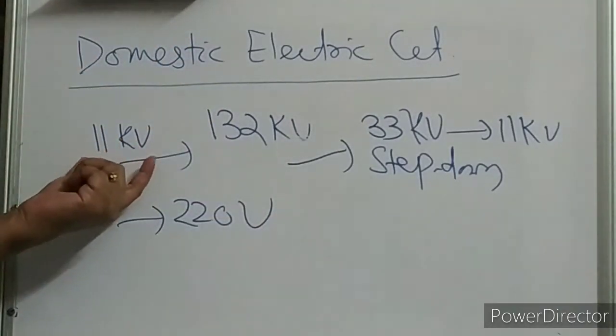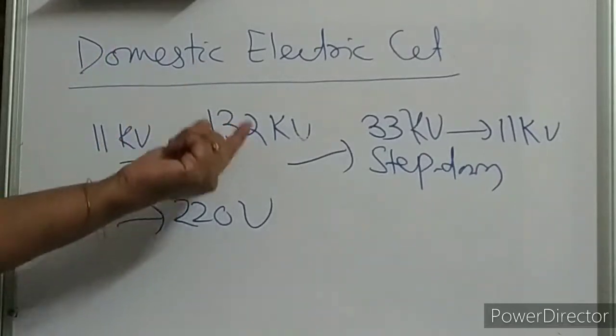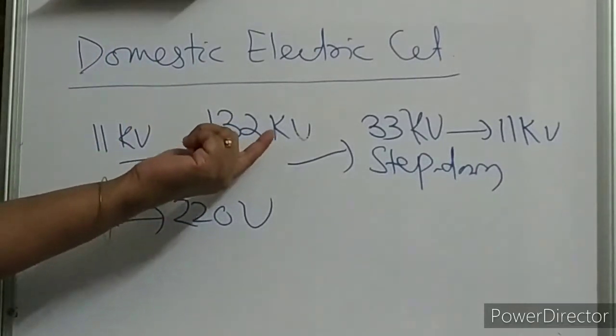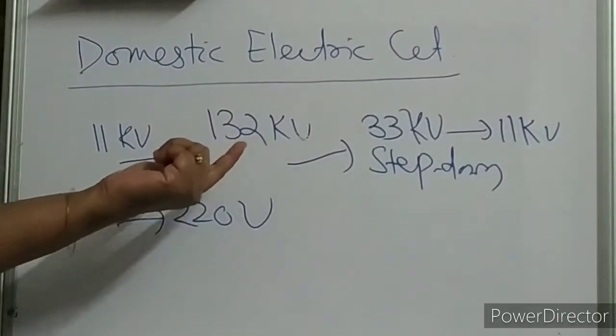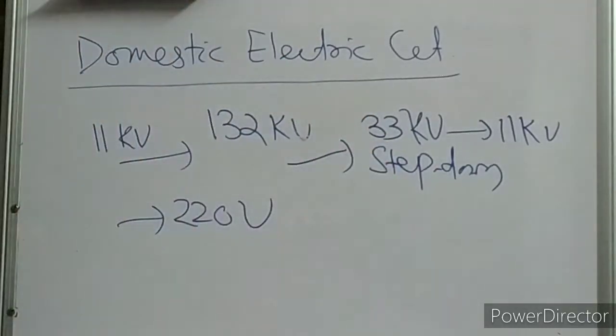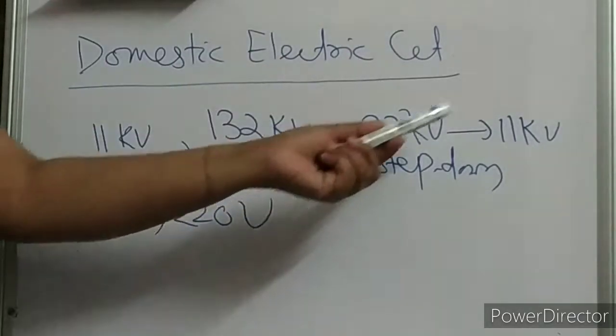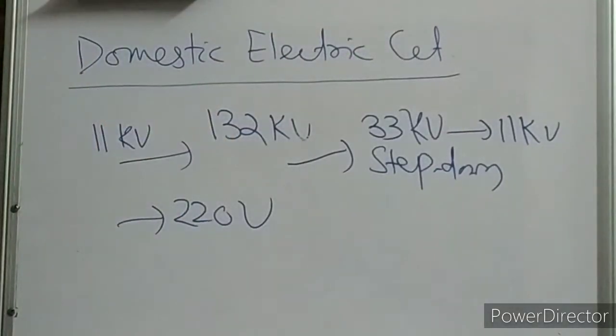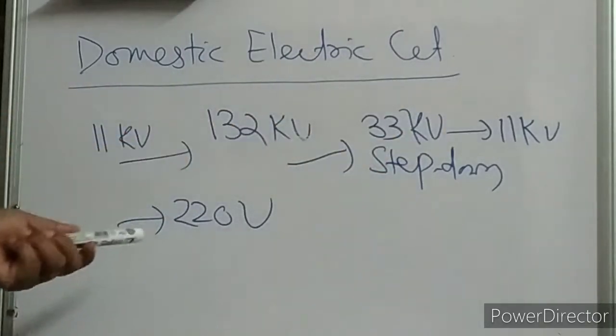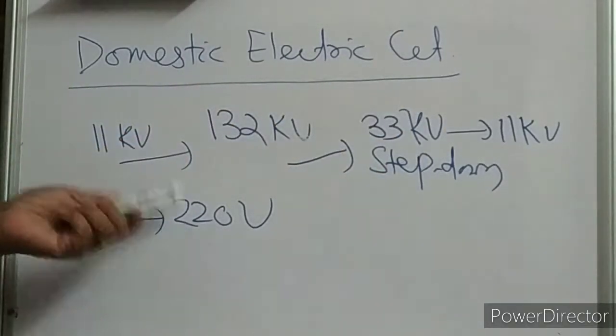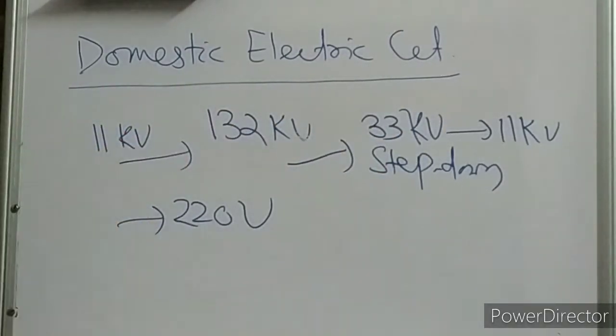First, power is generated at the power plant at 11 kilovolt, then stepped up to 132 at the grid substation. Then at the main substation, it is stepped down to 33 kilovolt. At the intermediate substation, it is stepped down to 11 kilovolt, and finally at the city substation it is stepped down again to 220 volt.